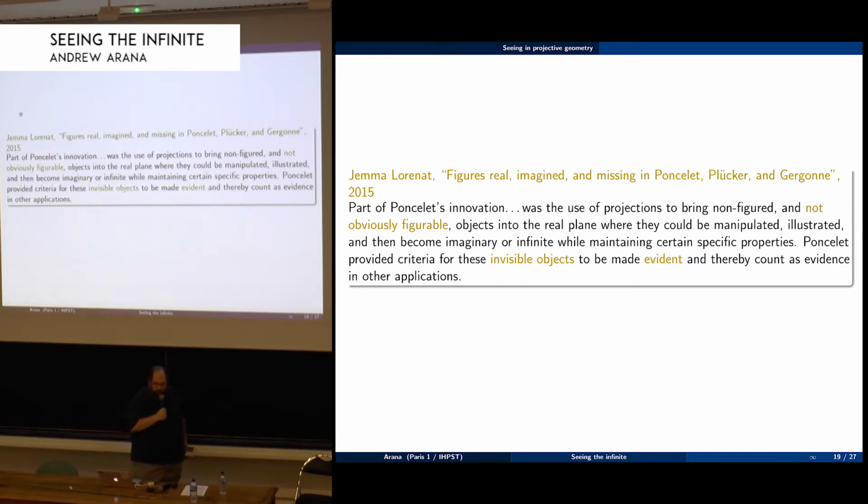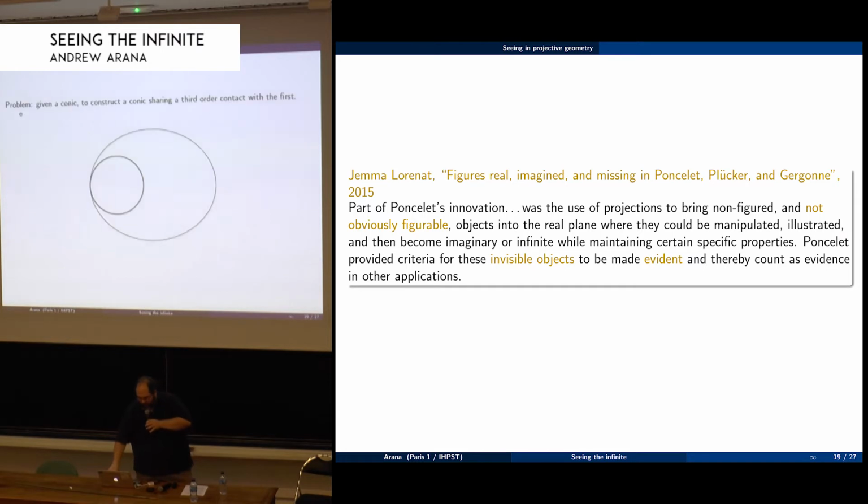So as she puts it, part of Poncelet's innovation was the use of projections to bring non-figured and non-obvious figurable objects into the real plane, where they could be manipulated, illustrated, and then become imaginary or infinite while maintaining certain specific properties. Poncelet provided criteria for these invisible objects to be made evident, and thereby count as evidence in other applications. So let's see how this happens.